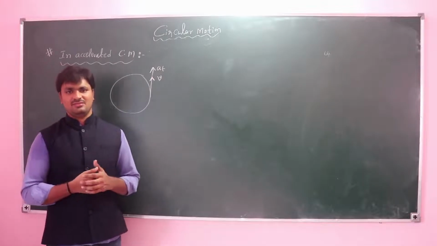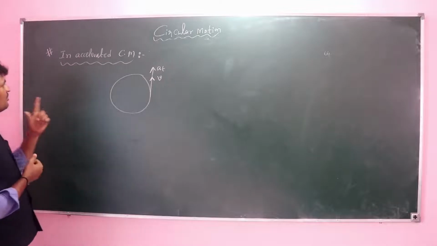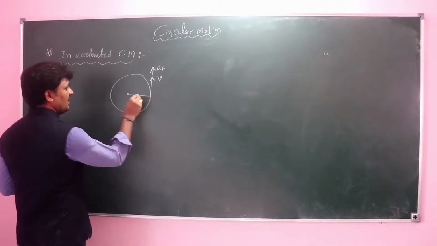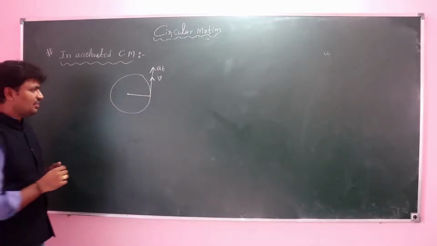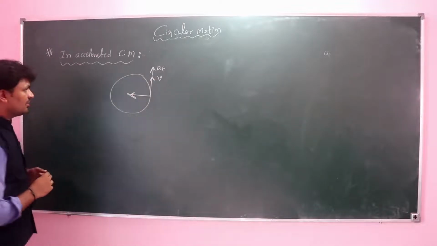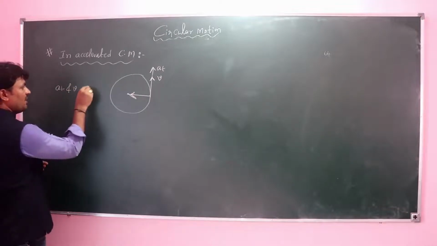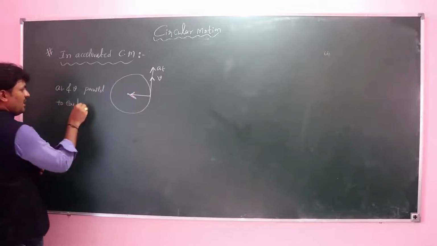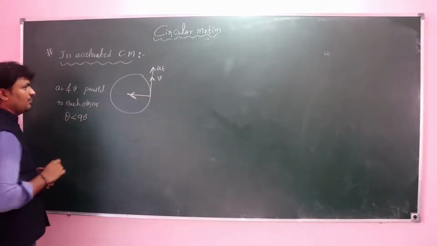Okay, we'll see that in uniform and non-uniform circular motion, there are different cases. If the motion is accelerated circular motion, in this condition the angle between the velocity and the tangential acceleration is acute, or they are parallel. So here tangential acceleration and velocity both are parallel to each other, or else the angle between them may be less than 90 degrees, an acute angle.